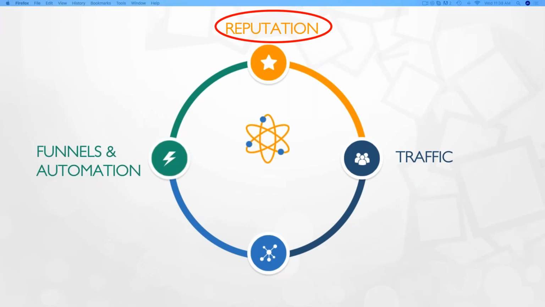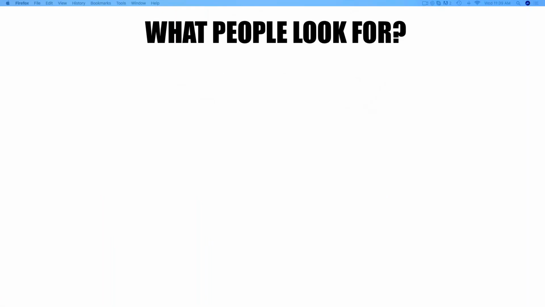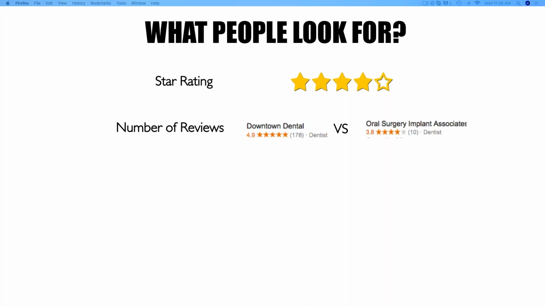Next is reputation. Why is reputation important? Because search results are like a shopping mall where every store sells the exact same product or service. The only thing that differentiates them is reviews. So what do people look for? Well, they look for your star rating. We all know that, and it's very critical and very important that we have a lot of good stars. People say, I've got 5 stars on Google, right? Well, what do you have on other places? Then they look at the number of reviews. Are you going to trust Oral Surgery Implant Associates with a 3.8 rating with 10 reviews, or Downtown Dental that has 178 reviews with 4.9?